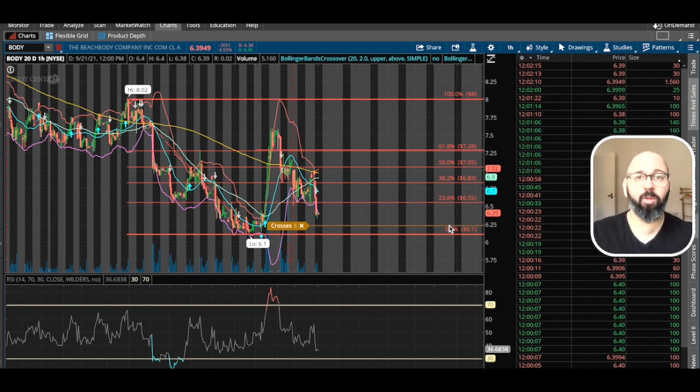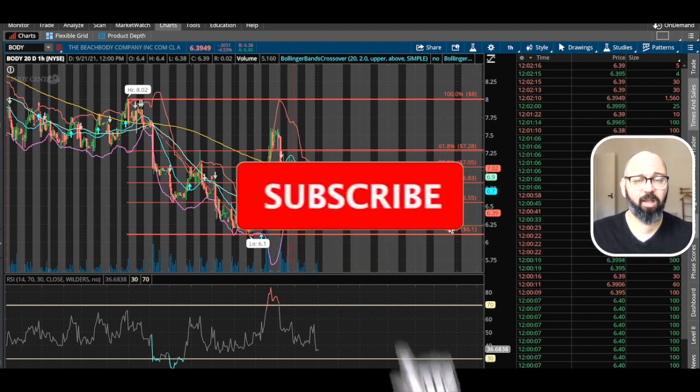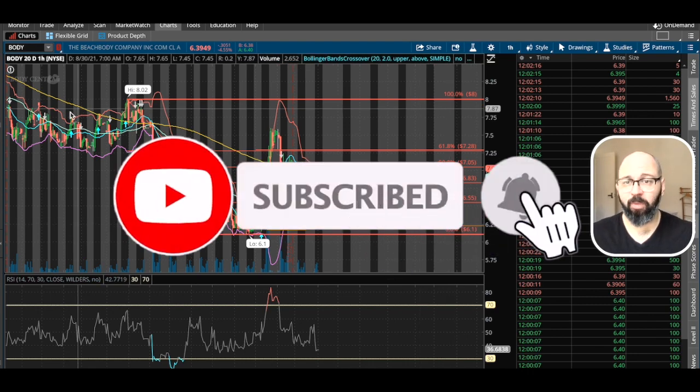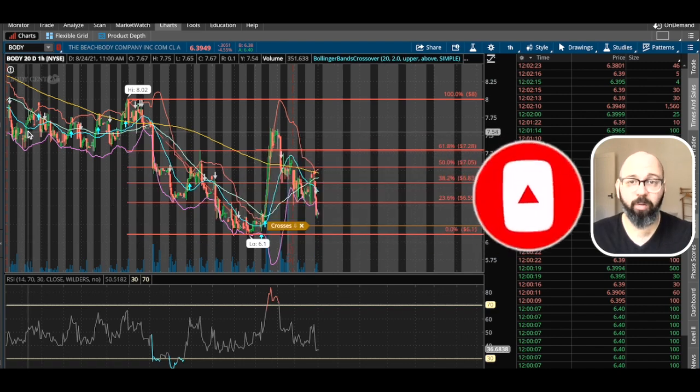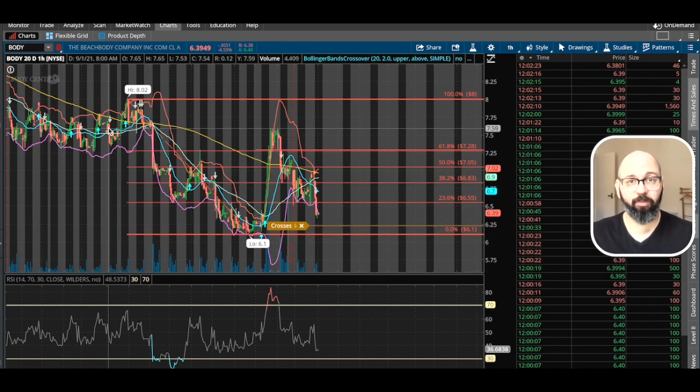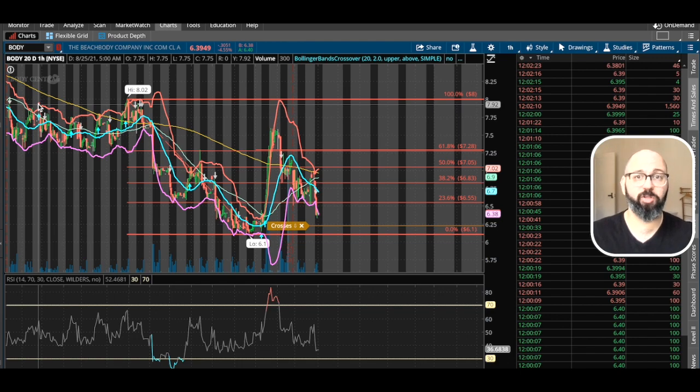Hey everyone, I want to do a very quick video on Beachbody and walk you through a couple different scenarios. It's a lot to cover, so I'm just going to move quick. The first thing I want to point out is these Bollinger Bands right here. And what I'm noticing here is a pattern. The stock is using the Bollinger Bands as support and resistance to form a trading range.